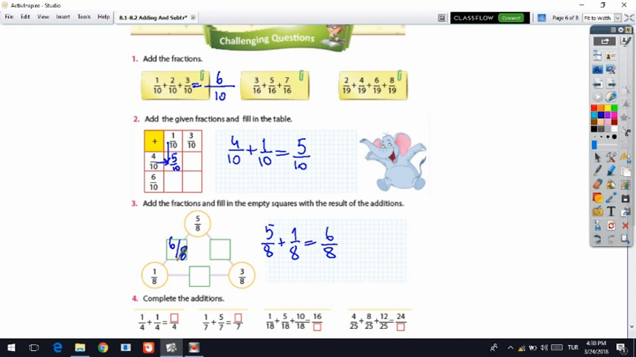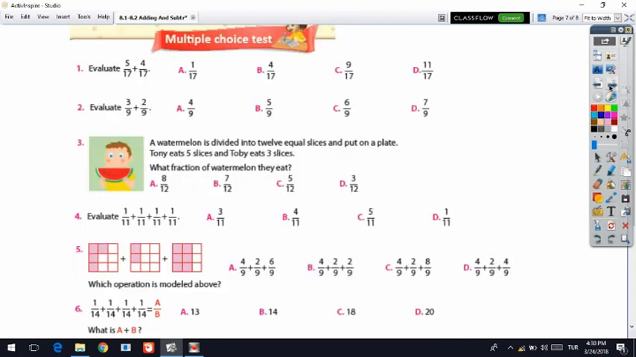We have another one. The question says 1 over 4 plus 1 over 4 is equal to a number we don't know yet, over 4. The 4 doesn't change. 1 and 1 you have to add, make it 2. 2 over 4. Okay, next.